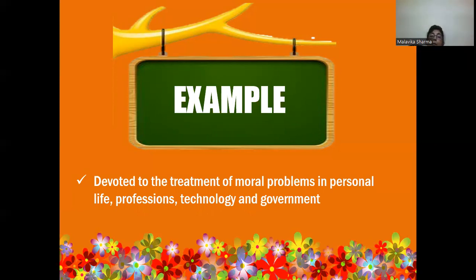And in a similar way, in other cases also, in professions, in technology and government, all this applied ethics, when it has to be applied, we have to see to it that the pros and cons are evaluated, or the positives and the negatives are taken into consideration, and then the entire situation is studied, thoroughly examined, and then of course the ethical values or the ethical judgment can be put into action.